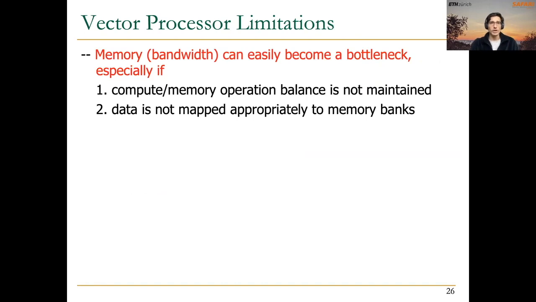Okay, so more vector processing limitations. Memory bandwidth can easily become a bottleneck, especially if the compute to memory operation balance is not maintained, or the data is not mapped appropriately to memory banks. And this is something that happens very frequently in real world workloads, especially, I mean, both points actually, but regarding the first one, it's something very common.